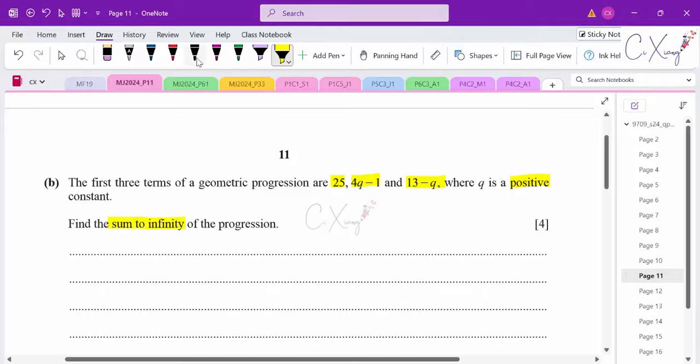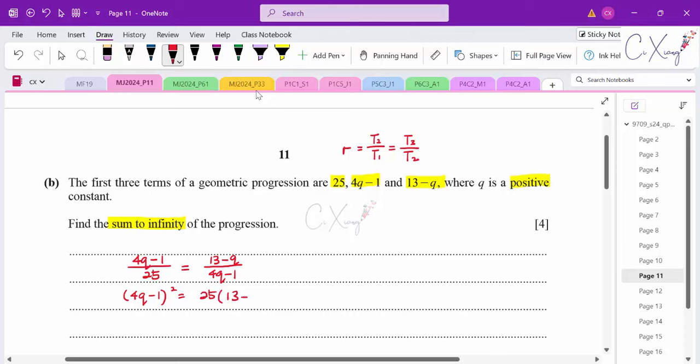Okay, so when you have a geometric progression, you need to know that the common ratio R is basically the second term divided by the first term. It can also be the third term divided by the second term. So using this result, I will have 4Q minus 1, which is the second term, divided by the first term, which is 25, equals the third term, 13 minus Q, divided by the second term, 4Q minus 1. So I will have 4Q minus 1 squared equals 25 multiplied by 13 minus Q.